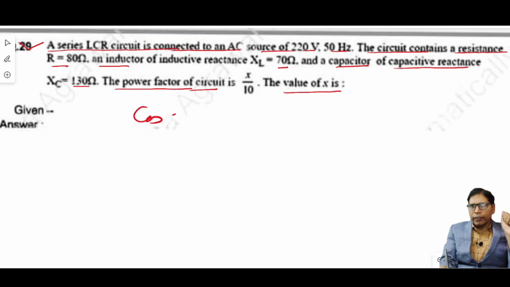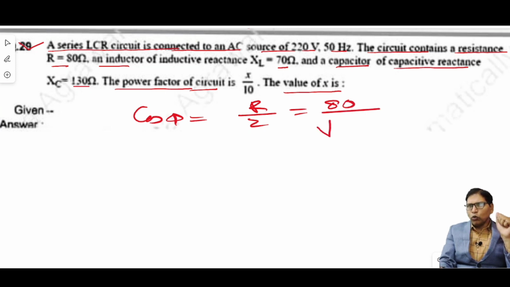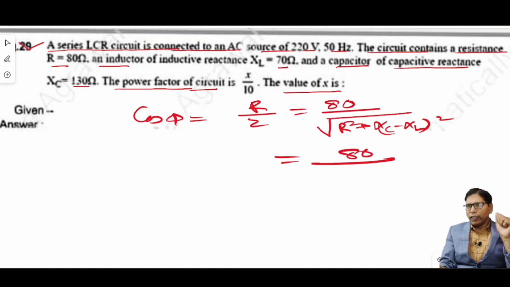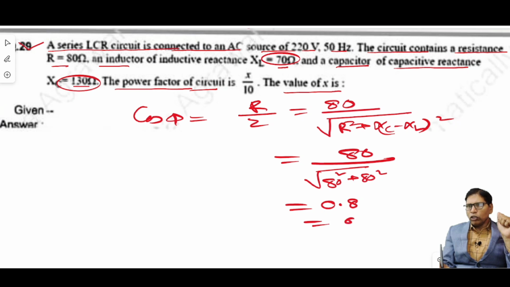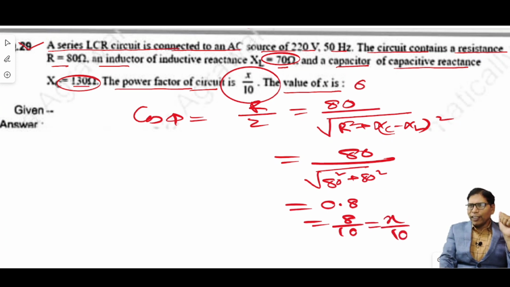Power factor cos phi equals R by Z. Now here R equals 80. Okay, and Z equals the square root of R square plus XC minus XL whole square. Now look at this, 80 divided by root under 80 square and this minus this, so this is 60 square. So 80 square plus 60 square, so this is 100 square, so this is 0.8. So this is 8 by 10. Now here x by 10. So look at this, x by 10. Therefore, x is 8.